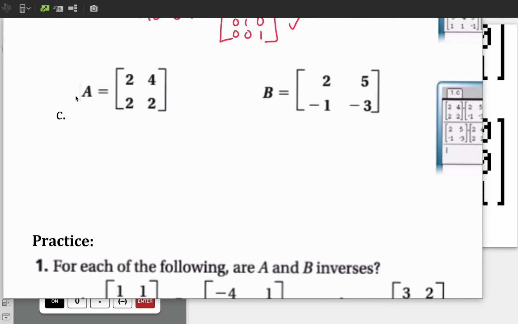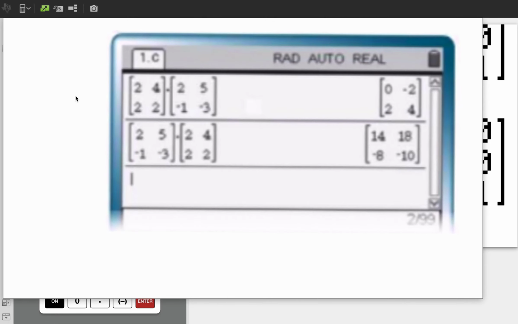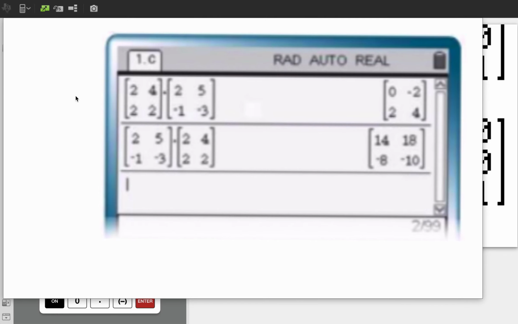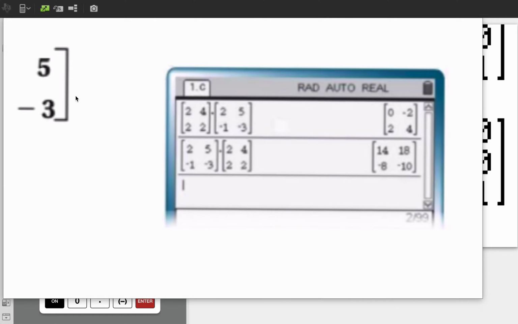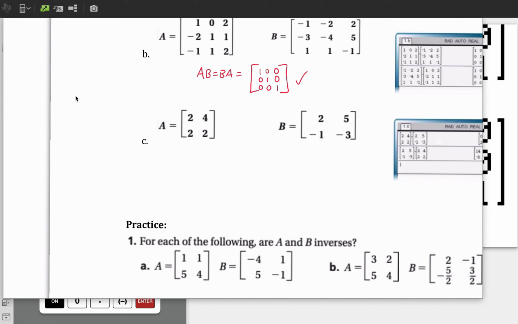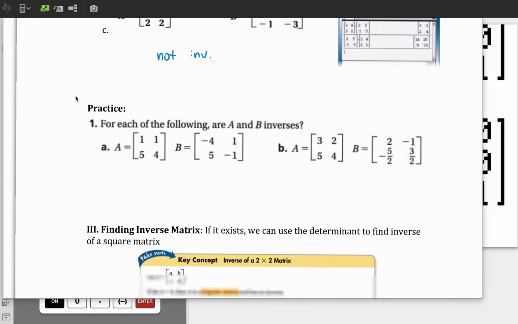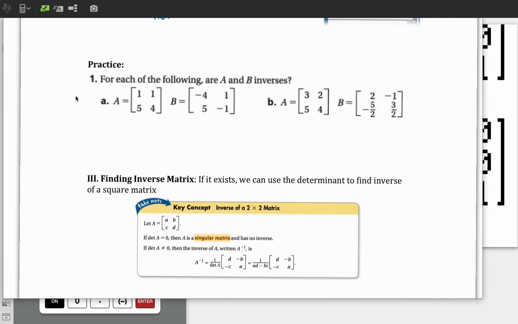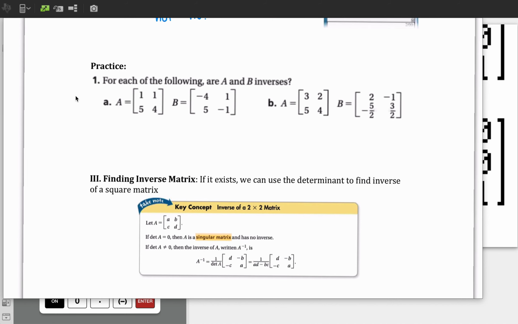So the last one here is where we're going to see what happens when we don't get it. So I'm just going to show you this graphic over here, and notice what happens. When we do enter things in, we get the non-identity right here. There's no ones across the diagonal there. So clearly we see this one is not true. So we don't even have to do the second one there in order to see that. So these are not inverses. Okay, so go ahead and take a moment and practice that down there.